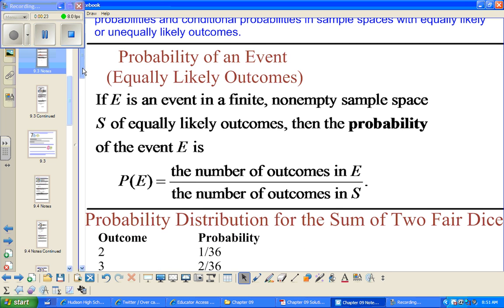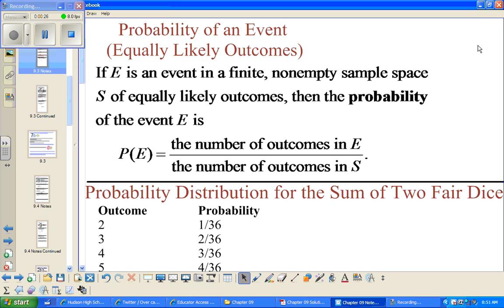So to start off, the probability of an event with equally likely outcomes is: if E is the event in a finite non-empty sample space, which just means there's something in the sample space, and it doesn't have an infinite number of items or things happening in it, and we call that sample space S, of equally likely outcomes, so everything has the same chance of happening, then the probability of the event E is found in this way.